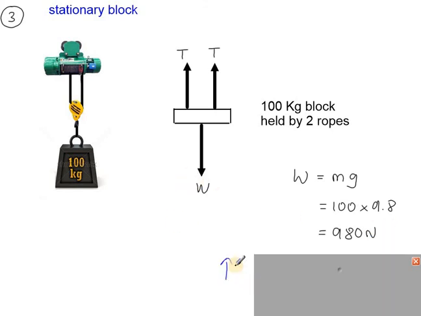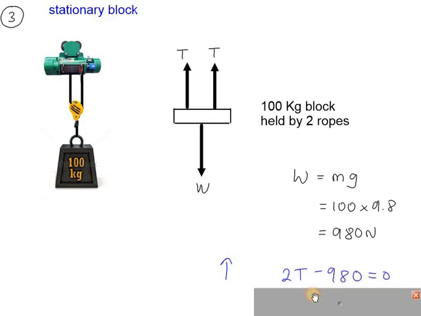If we resolve forces vertically, T plus T minus W is equal to 0, because the block is stationary and the forces will be balanced. So T is equal to 490 newtons. There is a tension force in each of these ropes of 490 newtons. For practice, try these questions.